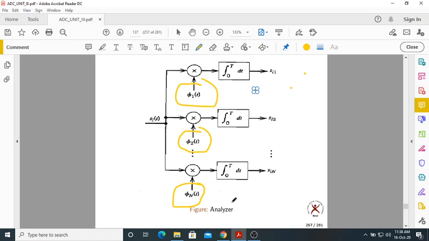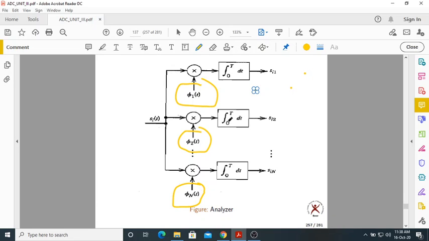How should the basis functions be? They should be orthonormal, which means they should be orthogonal as well as have unit energy over 0 to T. So please remember, any statement I make is only applicable to, or restricted to, 0 to T only. I am not talking about what happens beyond T. Please remember this. All our statements, all our analysis will be restricted to 0 to capital T only.